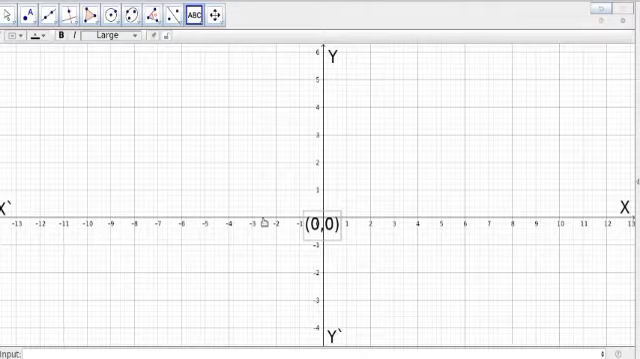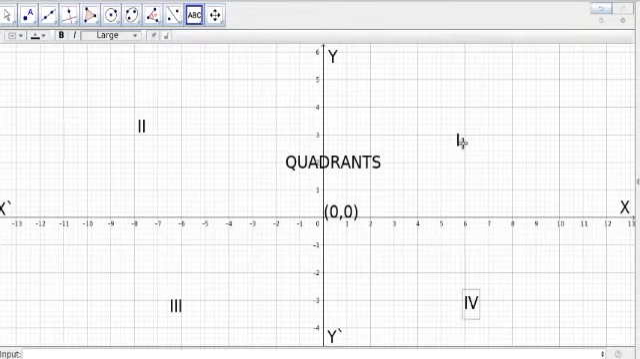The coordinate axes divide the plane into four parts, that are four quadrants. The coordinate axes, that is the x-axis and y-axis, divide the entire plane into four quadrants. This is the first quadrant, second quadrant, third quadrant, and fourth quadrant. We normally represent a point like this.